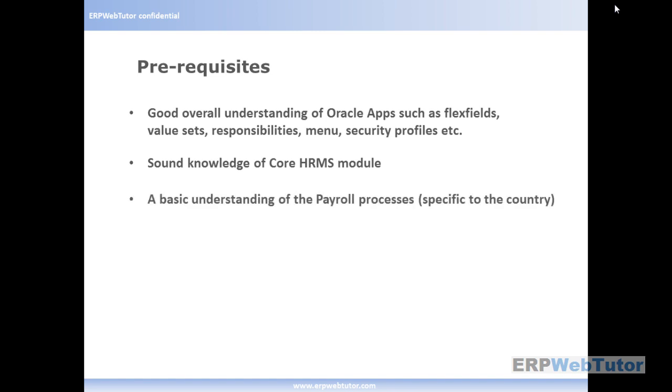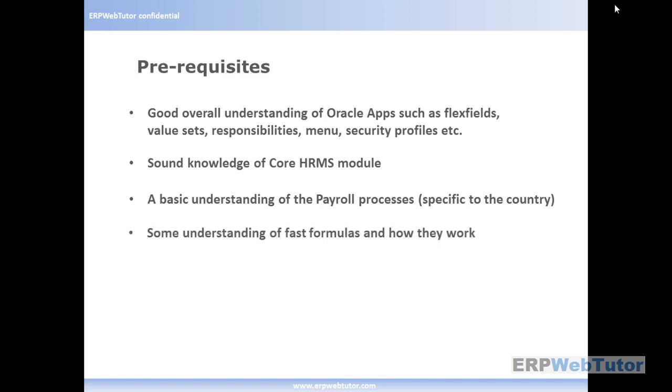A basic understanding of the payroll processes. This tutorial that we will show you will be related to the US payroll, but if you are trying to do payroll for your country, you have to have some understanding of what happens during your payroll processes. When you look at your pay stub, you have to understand how those numbers are coming up. So some basic payroll processes. That understanding is necessary for any kind of setups.